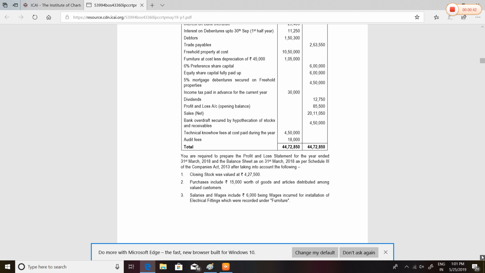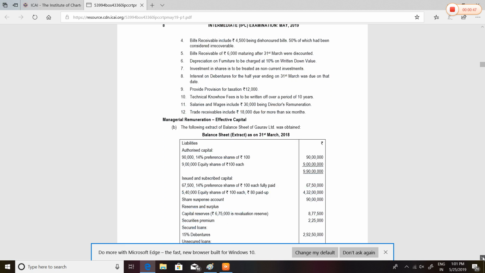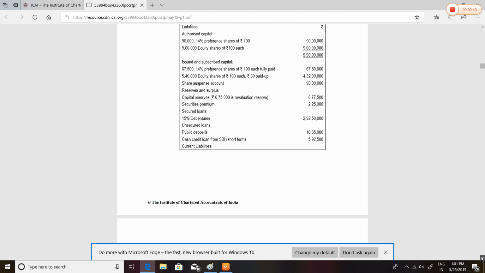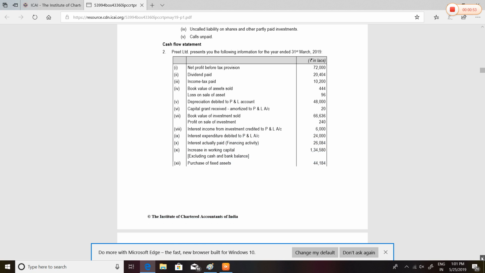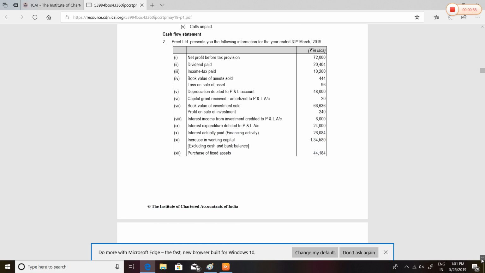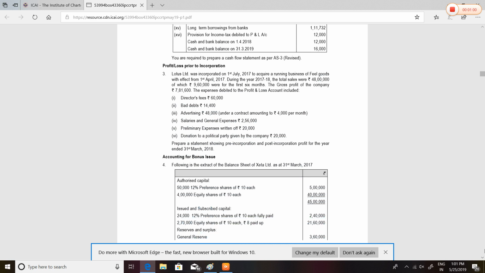Okay, very straightforward question it was. Question number one, both parts. Then cash flow statement. Very easy question you can solve by yourself. A profit or loss prior to incorporation. This question also easy. I hope you can solve.